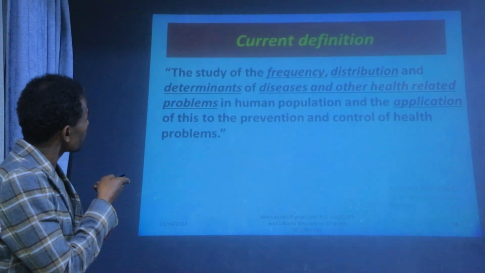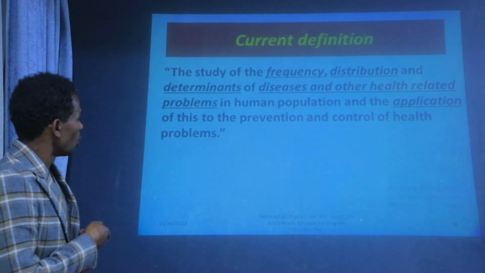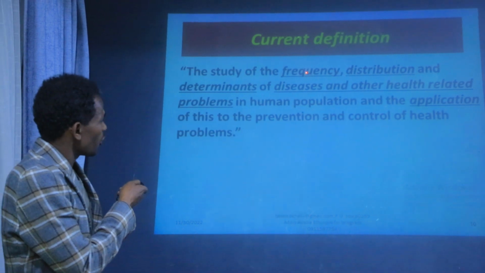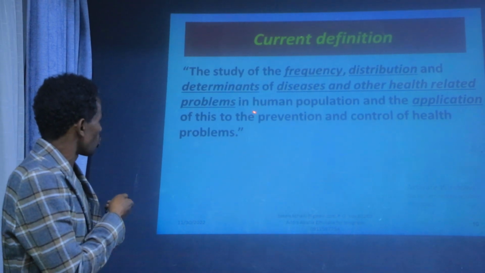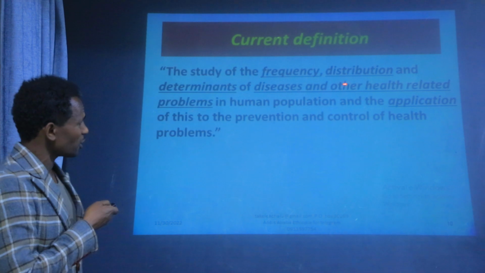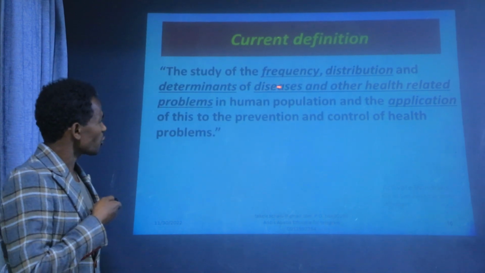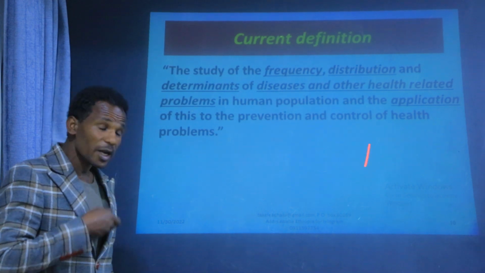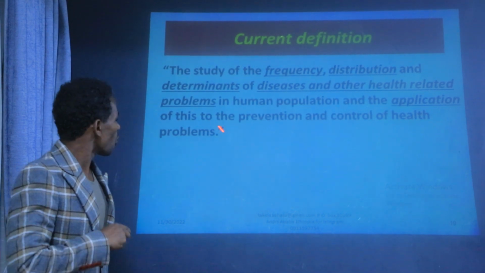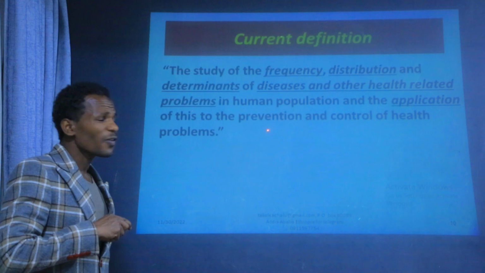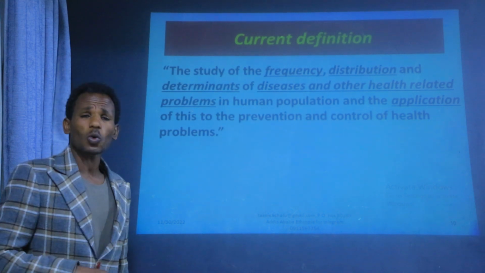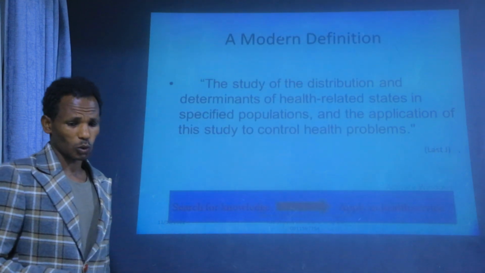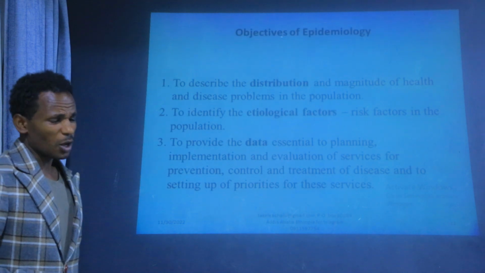Another current definition of epidemiology is that it is a matter of frequency, distribution, and determinants. It is the study of the frequency, distribution, and determinants of disease and other health-related problems in human populations, and the application of this to the prevention and control of health problems.